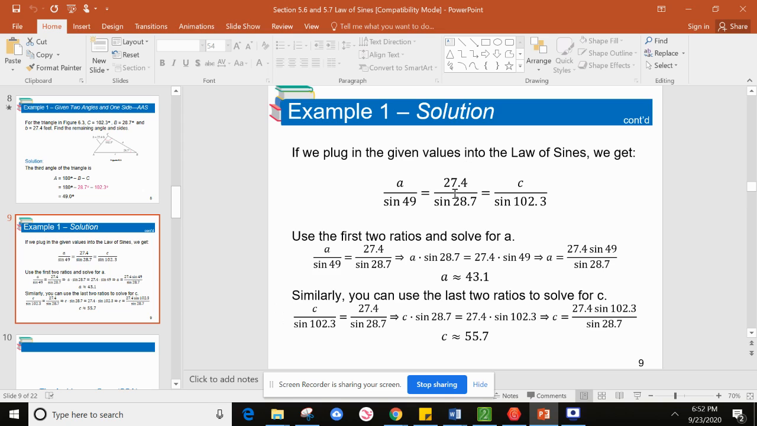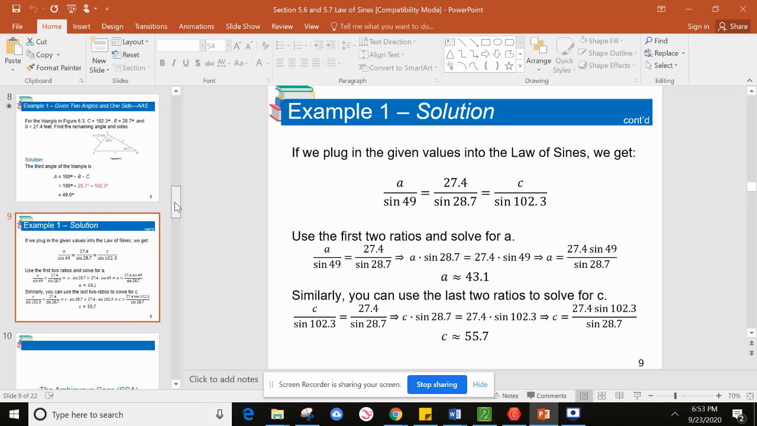Similarly, you can use the last two ratios we wrote to solve for side c. So again, cross multiply, and I sort of switched the order of my fractions here, but I just did that to make it easier on me when I was typing these slides. You don't have to write them in that order, but I just wanted to mention that. So if you cross multiply, c times the sine of 28.7 is equal to 27.4 times the sine of 102.3. To isolate c, we need to divide both sides by the sine of 28.7. And doing that, we get this fraction here. It looks a lot like the one we had, but we're using a different angle to find a different side. That side length will be 55.7.